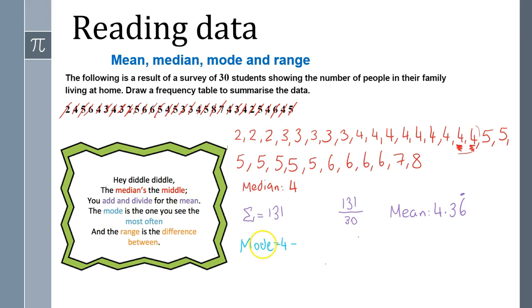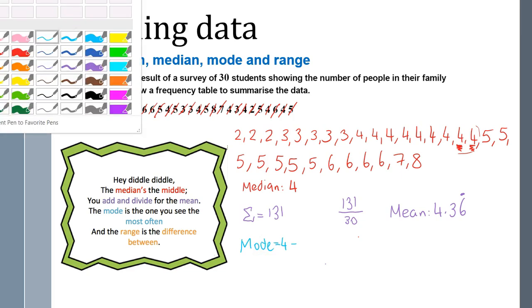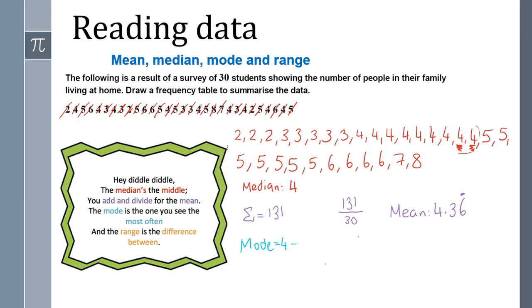So the mode is the one that appears the most. And the range, which is the last one, is the distance between the two, the highest and the lowest. So the highest is 8. Take away the lowest, which is 2. Therefore, the range, 8 minus 2 is 6.